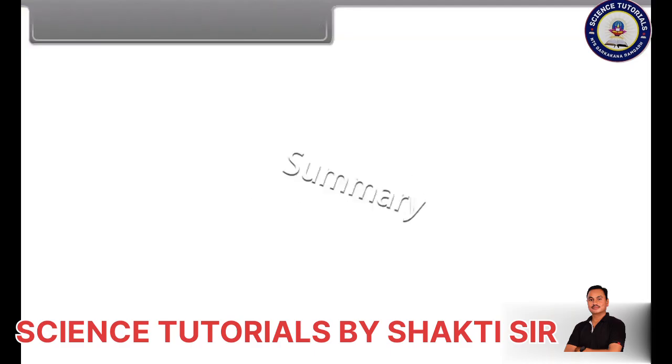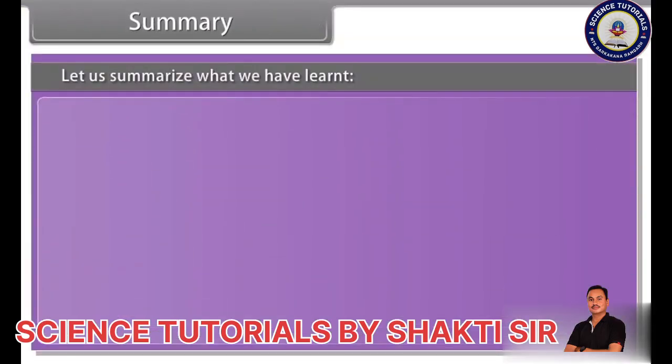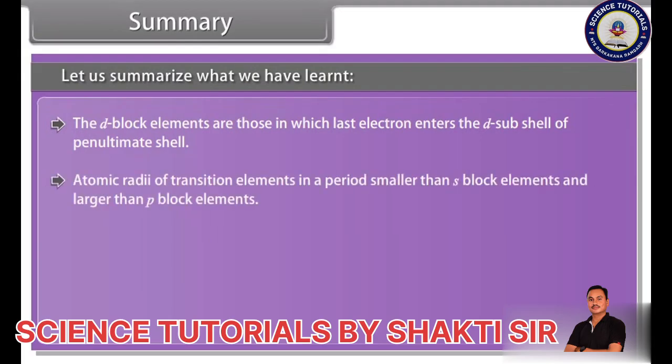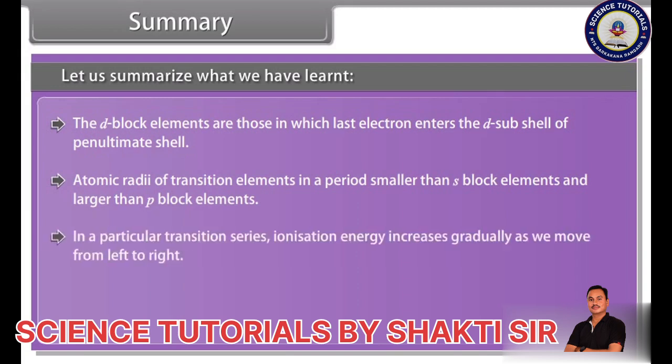Summary. Let us summarize what we have learnt. The d block elements are those in which the last electron enters the d subshell of the penultimate shell. Atomic radii of transition elements in a period are smaller than s block elements and larger than p block elements. In a particular transition series, ionization energy increases gradually as we move from left to right.